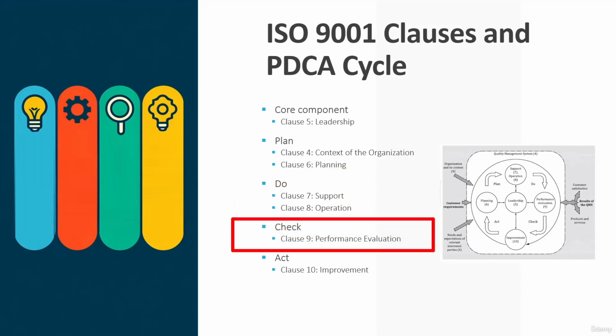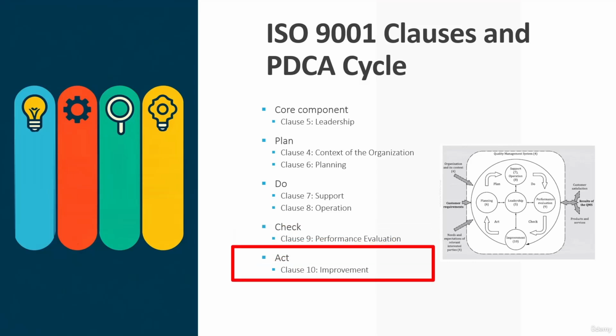Next, when we reach the C phase of the PDCA cycle, the checking part, that is covered in clause number 9, which is the performance evaluation. And clause number 10 is the act part, where we are acting on whatever gap we have identified in the checking. For that, we have clause number 10, which is improvement. So here we talk about the continuous improvement part of the system.